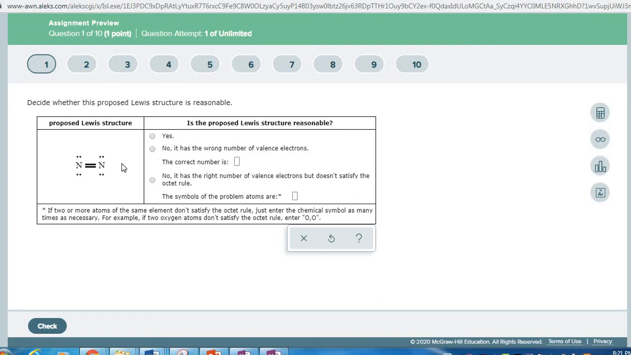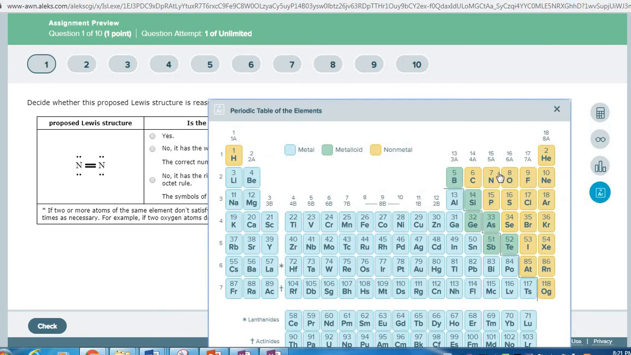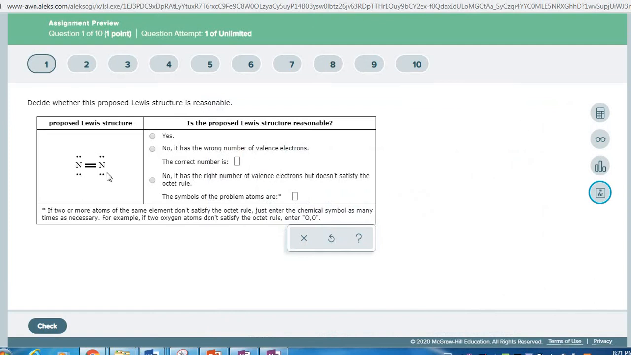So when we draw Lewis dot structures, the first thing we want to do is count the number of valence electrons that are in that molecule. So nitrogen is right here. It has 1, 2, 3, 4, 5 valence electrons. There's 2 of them, so this should have a total of 10 valence electrons altogether. So let's see if that first question is right. Does it have the right number of valence electrons?